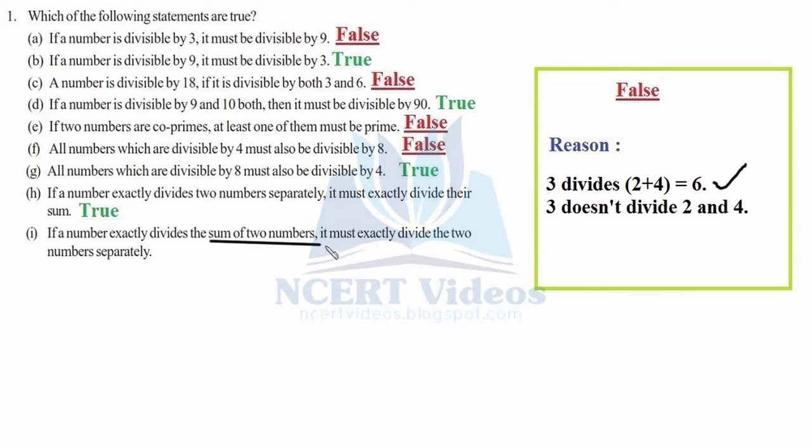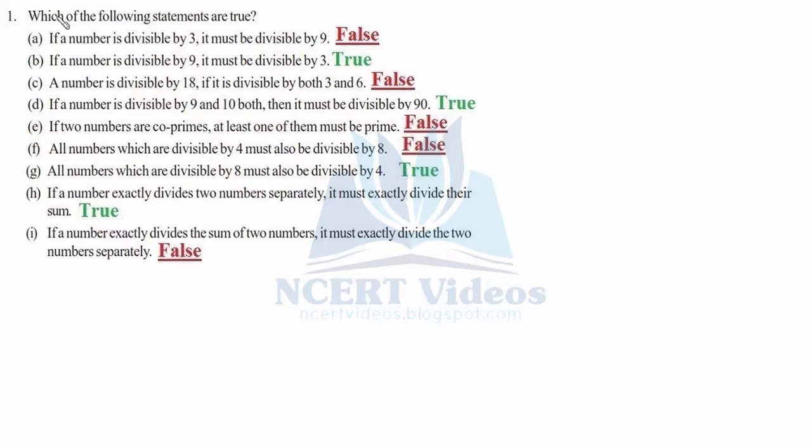We have taken 2 and 4, whose sum is 6, which is divided by 3. But 3 doesn't divide 2 and 4, so I is false. That was your question first.